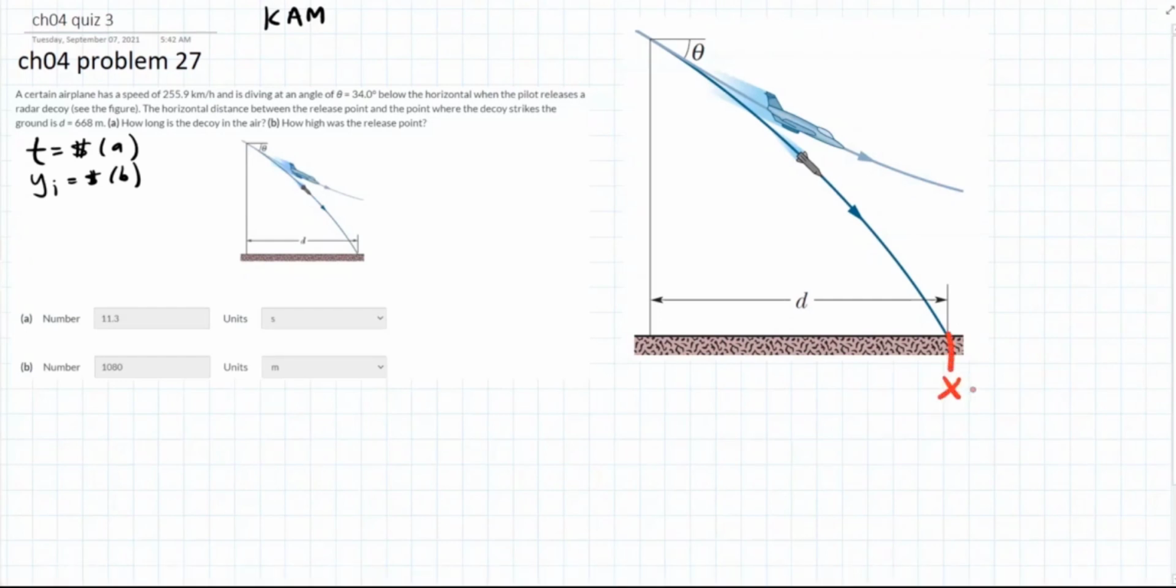All right, so here's where the decoy hits the ground. This is my initial X velocity. My decoy hits the ground at Y final. So here's the decoy itself. I'm just going to indicate this is where the decoy is released, right there. So this could be my Y initial. That's a $ sign. What else do I know here? A lot of stuff, to be quite honest.